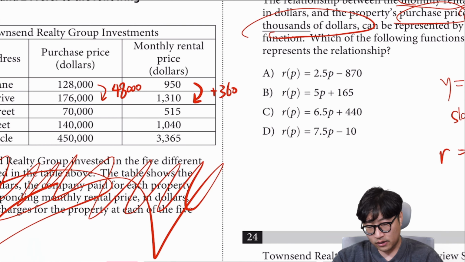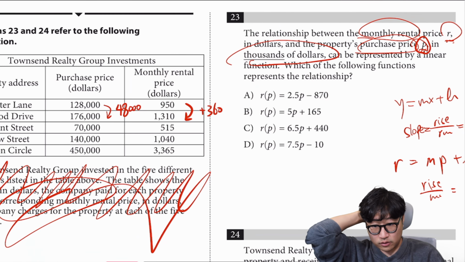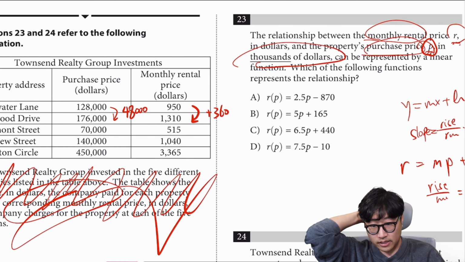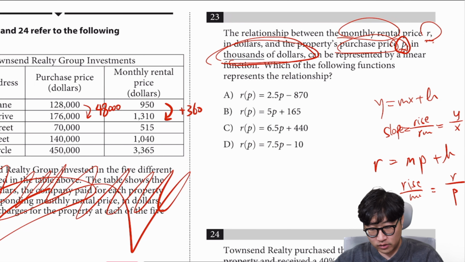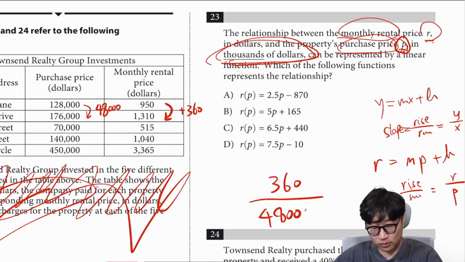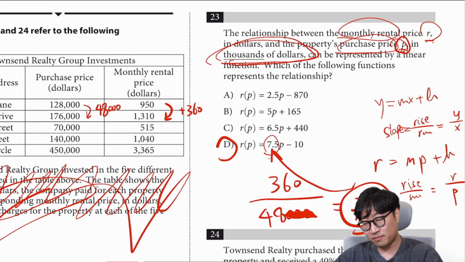48,000. The only problem with that is the monthly rental price and the purchase price are in thousands. So when you do rise over run, you will do 360 over 48,000. But once again, the question specifically said that P is going to be in thousands, so you can just go ahead and ignore those 3 zeros. And when you divide 360 by 48, you get 7.5, which must be the slope. And only choice D has that slope of 7.5.